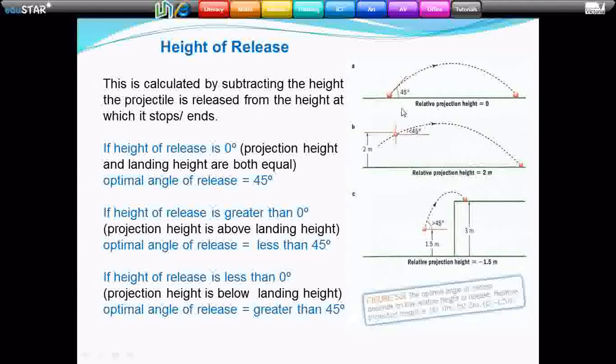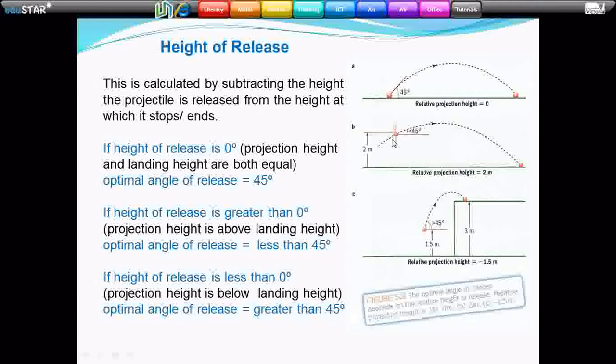In the examples on the right hand side here, if we've got a projection height of 0, so we might be hitting a golf ball off a tee on the ground or just straight off the ground, and the projection height is 0, then that object will travel in a nice curved parabolic path.